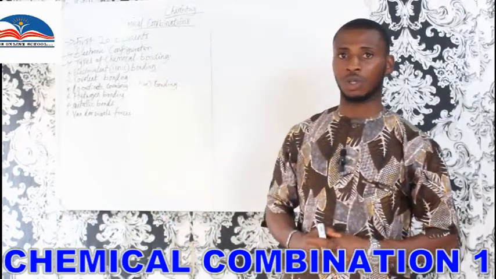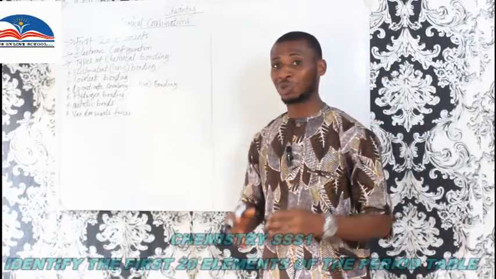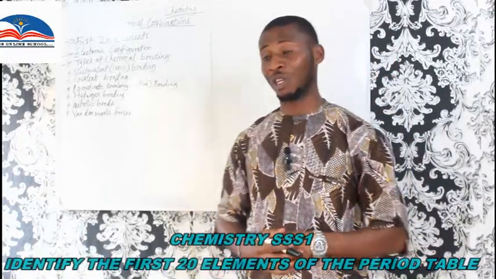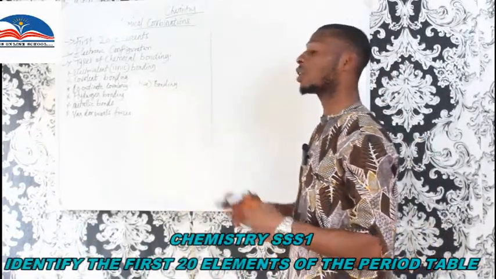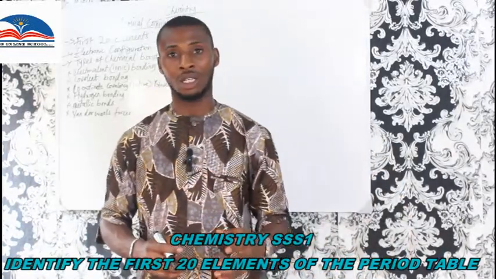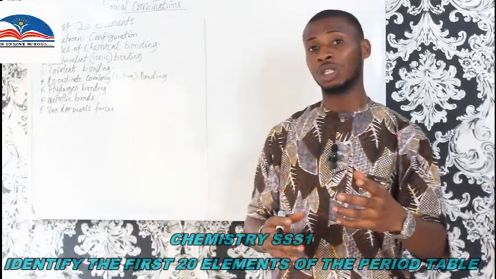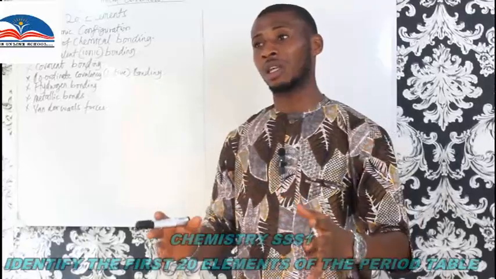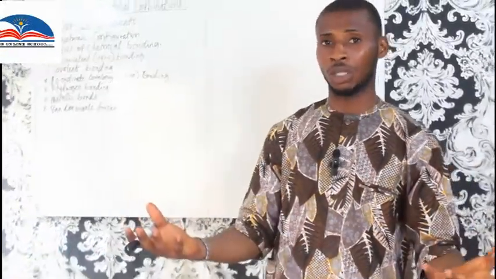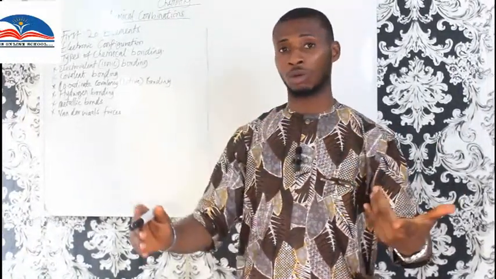Today we are having chemistry. Chemistry is one of the basics in science. So today we are going to talk about chemical combinations. First things first, before we start chemical combination, we need to understand the concept of combination. Combination is the basis for every chemical bonding. If there is no combination, there is no bonding in chemistry. If there is no combination, there is no mixture, there is no compound.